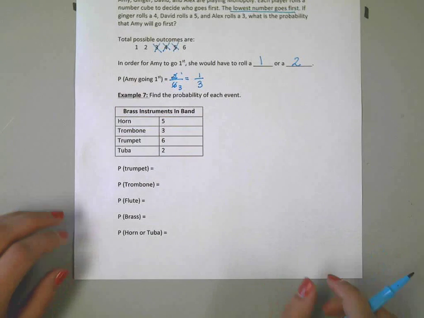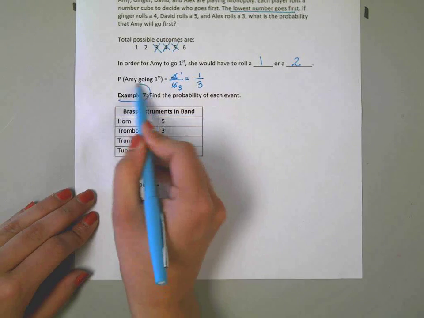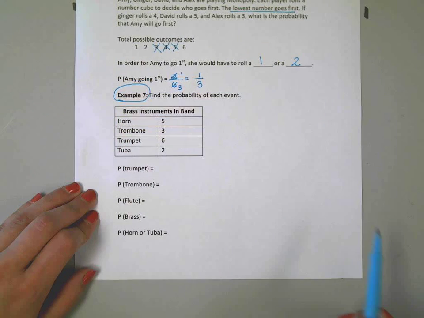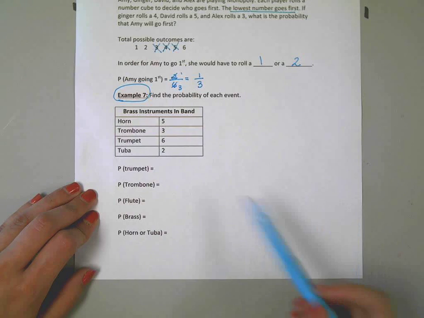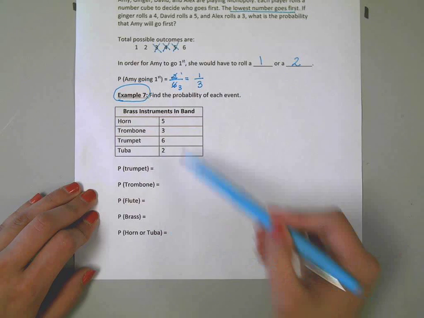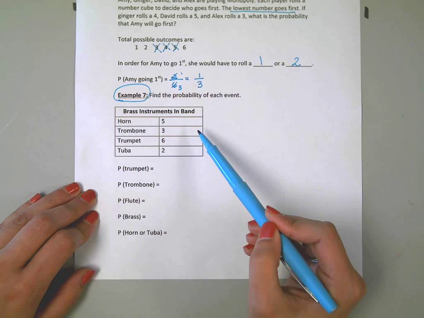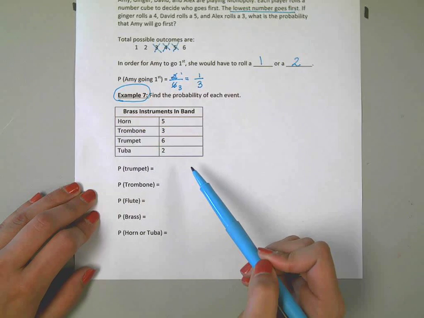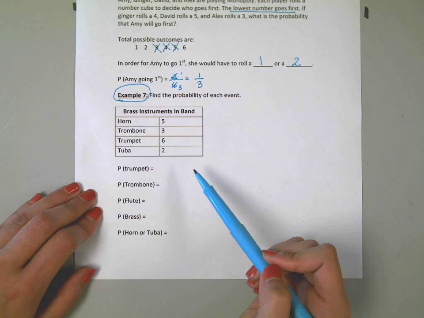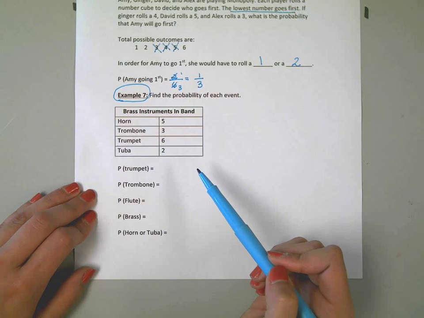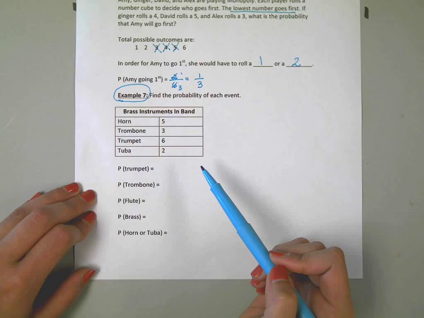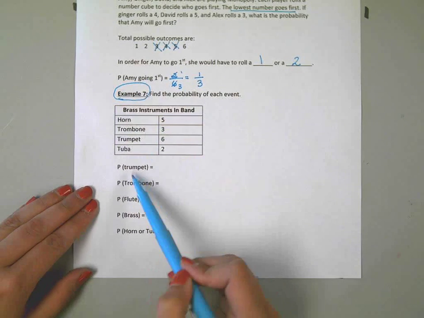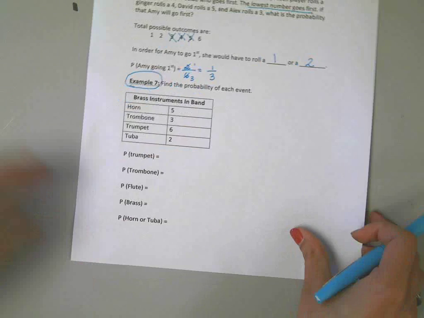Go ahead and try example 7 on your own. We will go over this in class. Example 7 is asking you to find the probability of each event given this information. This table is talking about the brass instruments that are found in a band. Remember, to find the probability, you will first have to figure out the total number of instruments, and that will help you find the probability for each event listed here.